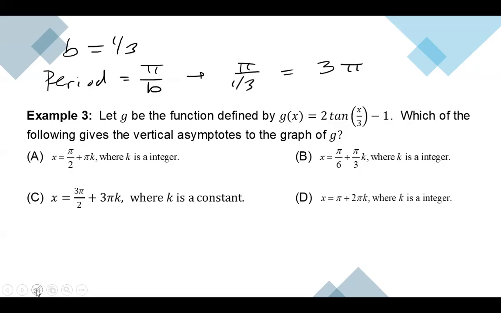Uh-oh. So again, these questions aren't going to be hard math-wise. It's all about definition and knowing how to use the definitions correctly. Okay? Our period and our B are related. And in this case, because our period is defined by our asymptotes, our period and our asymptotes are related. Yes? Does that make sense?